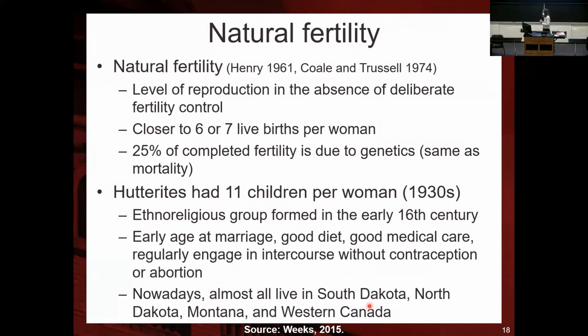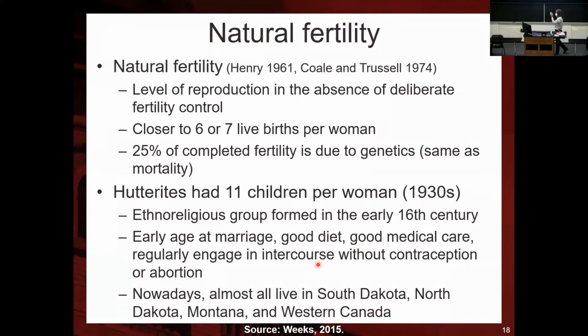And this specific group here is characterized by early age at marriage. So people get married early and engage in intercourse with their partners, right? Good diet, good medical care, regularly engaging in intercourse without contraception or abortion.